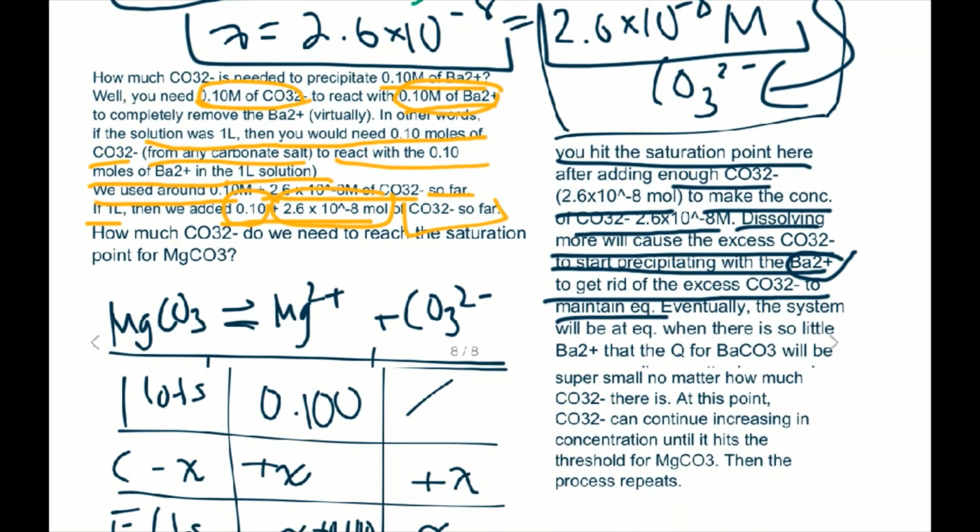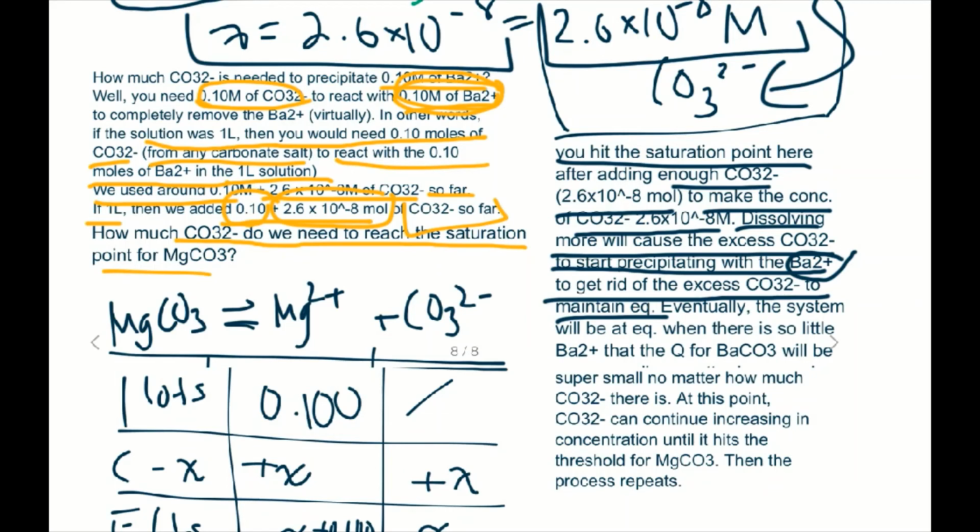So, now that we know all that, how much carbonate do we need to reach the saturation point for magnesium carbonate? So far, we've been adding carbonate, and all it has been doing is that it has been reacting with the barium 2+, and the magnesium 2+ was sitting in the background like, when am I going to come into action? So, now it's going to come into action, because after reacting all of the barium 2+, our carbonate concentrations are going to start going up again.